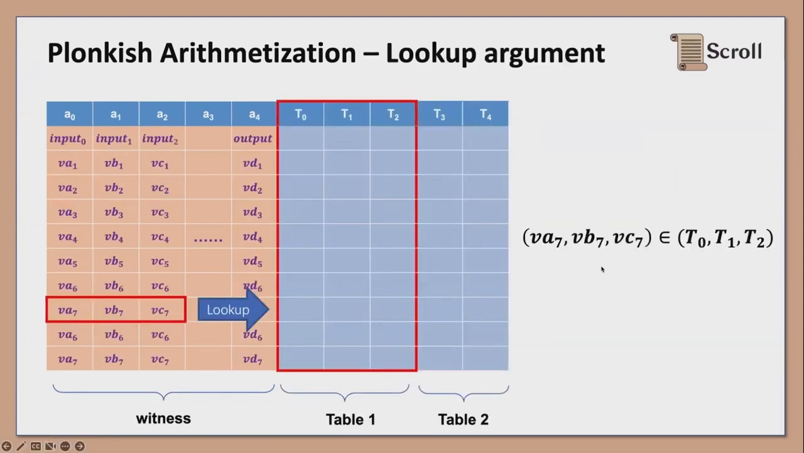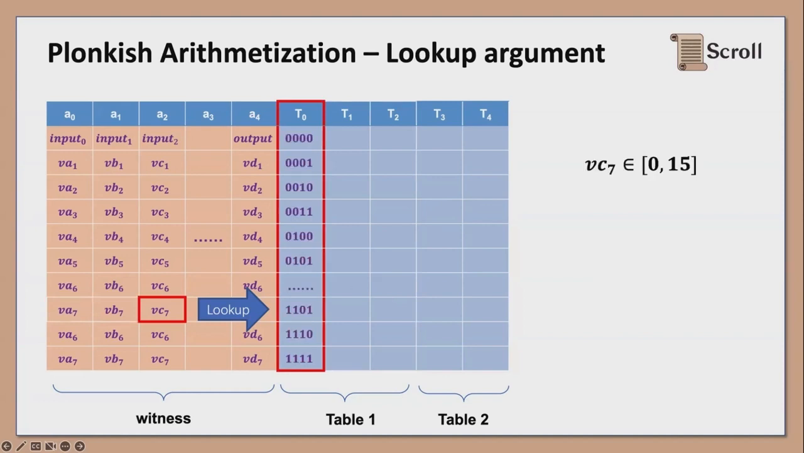And besides the custom gate and the permutation, another thing you can also use for Plonkish arithmetization is called Lookup. This lookup is some membership relationship where you can define a tuple, like V7, VB7, VC7, and you can prove that it belongs to a table. So what does that mean? And why is this useful? I can give you an example.